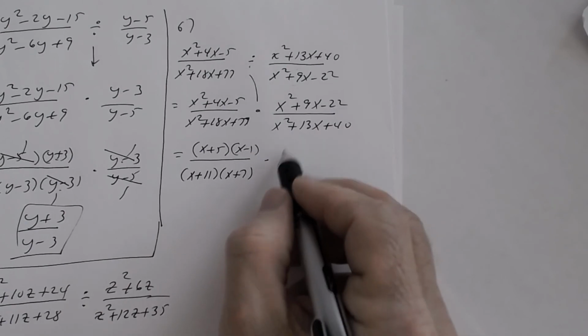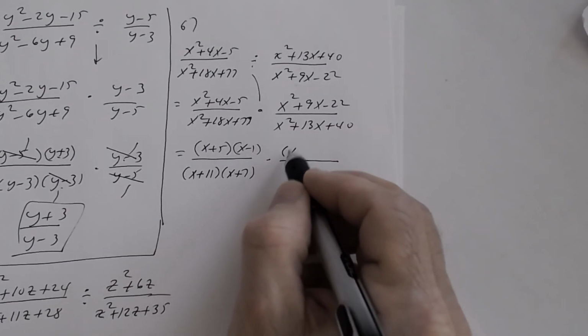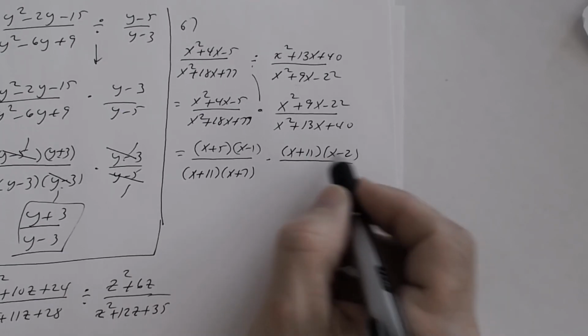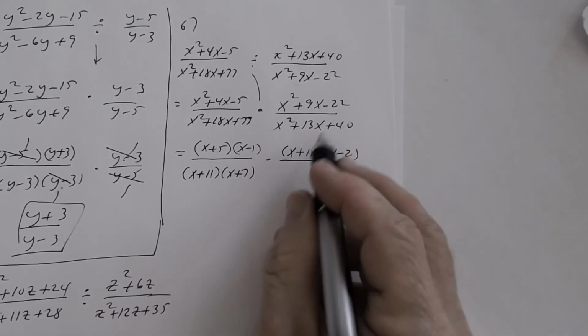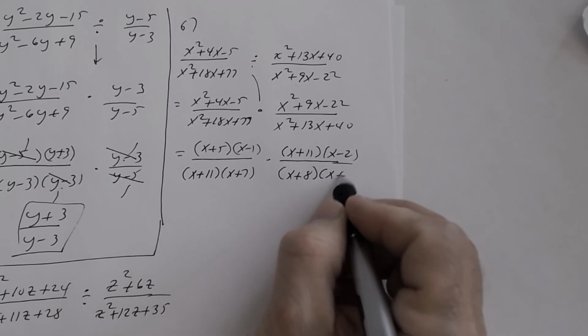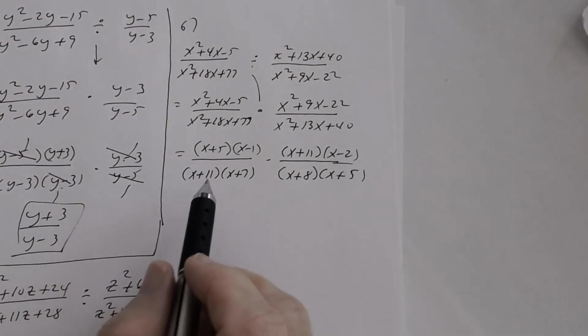Over here, in the next numerator, that's going to be x plus 11, x minus 2. That should work. Yep, so I get 9x. And then the denominator looks like that's going to be x plus 8, x plus 5. Okay? All right, now let's go ahead and reduce any common factors.